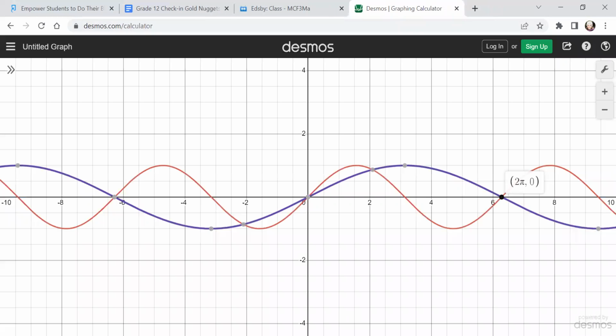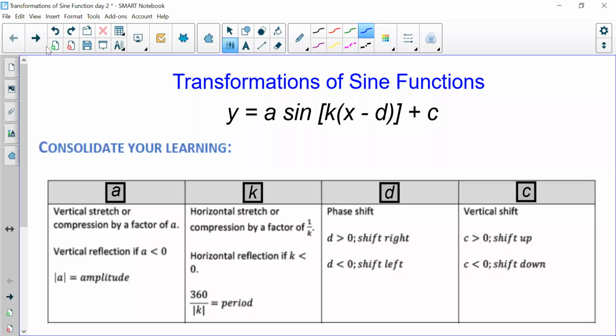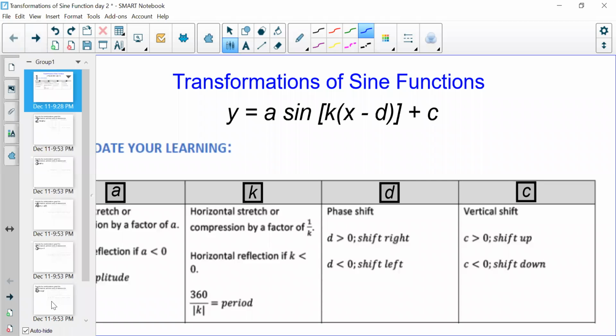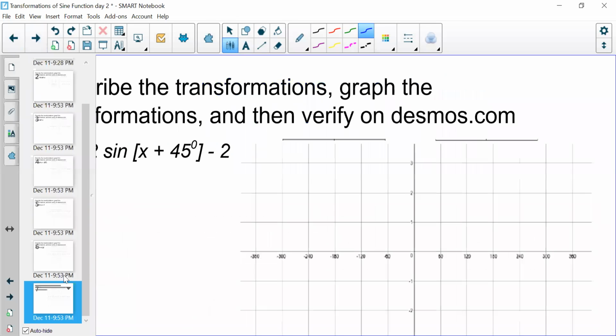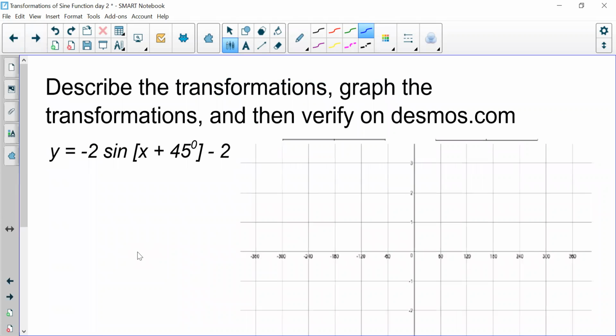Okay, let's try one more because we've been looking at all the letters independently. So just for fun, we're going to throw them all together because, you know, we can. Actually, I don't have a K in this one. Okay, what's your A value in this question? -2. Okay, so the negative just what? It should go down from 0. What's the 2 do?